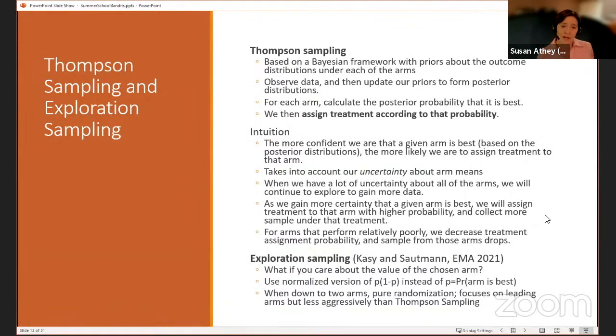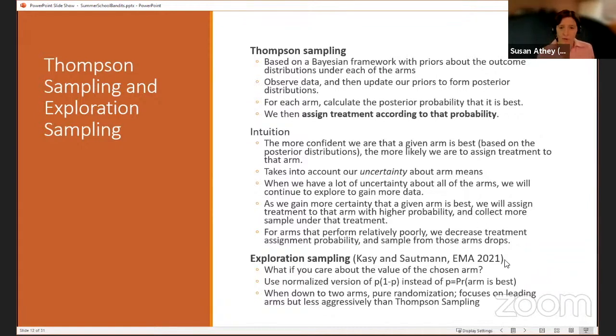Again, I talked about Thompson sampling. In Thompson sampling, we assign treatments according to the posterior probability that an arm is best. And the intuition is that the more confident we are that an arm is best, the better it is on average to assign to that arm. But if we have uncertainty, we want to continue to gather data until that uncertainty is resolved.